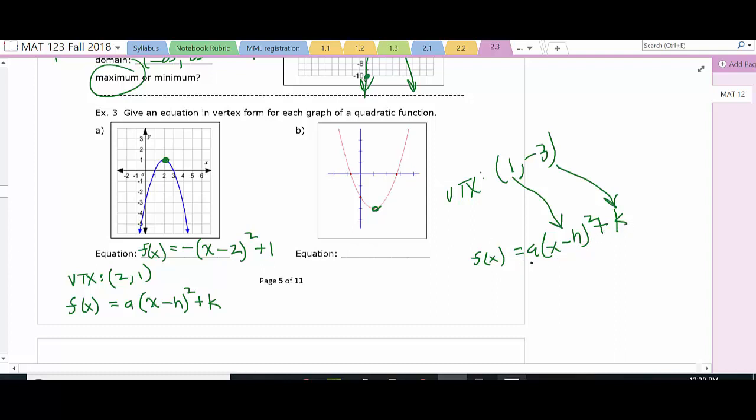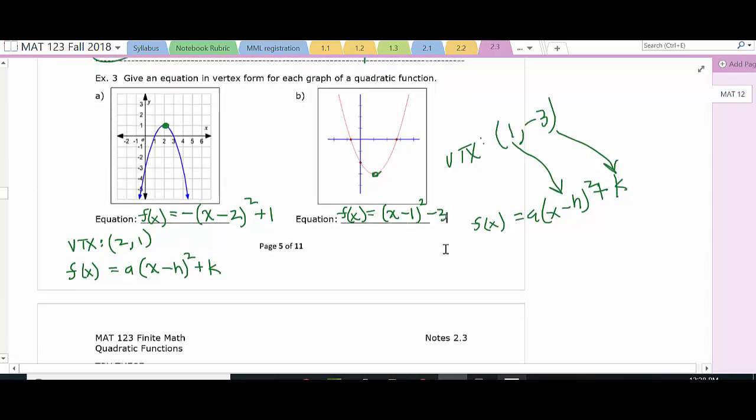Would you need a negative in front of the parentheses? Yes or no? No, because it's opening up. So you would say f(x) is equal to (x - 1)^2 - 3. That's your answer. Okay? We're reversing the process. That's something you want to know how to do as a student. Just trying to learn the language in the form, that vertex form of a quadratic function.